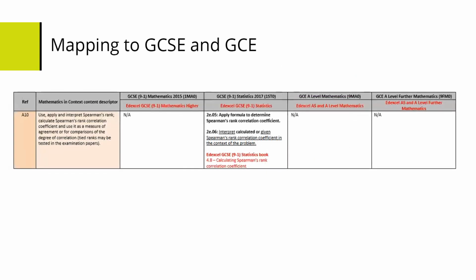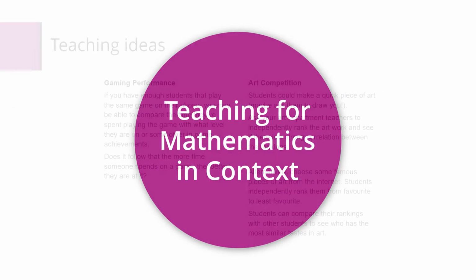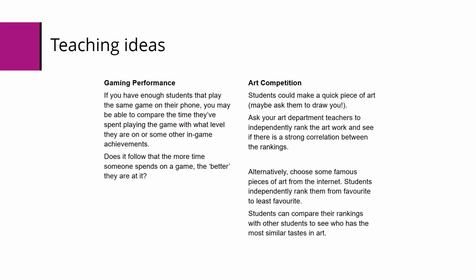The mapping document that maps the content of the core maths references to the GCSE is shown here, with some links to GCSE statistics in particular, and onto some teaching ideas. So if you're looking at Spearman's correlation coefficient, you might consider looking at gaming performance. If you've got enough students that play the same game on their phone, they might be able to compare the time spent playing on it with what level they're on, or maybe some other in-game achievements, a better measure of success perhaps. Does it follow that the more time someone has spent on a game, the better they are at it, with whatever we mean by better in that context?